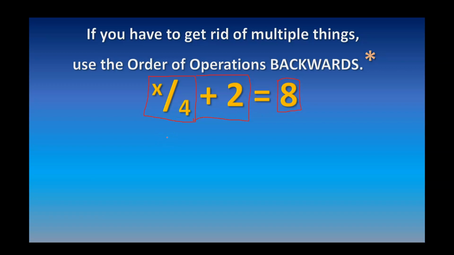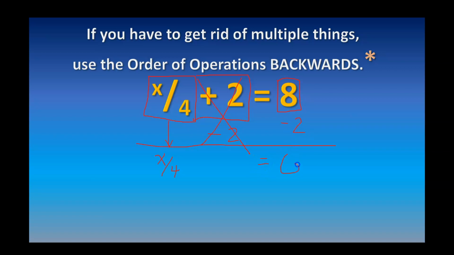If we're going to use the order of operations backwards to blow things up, we have to get rid of addition or subtraction first. So we're going to get rid of plus 2 by doing minus 2. And do minus 2 on both sides. Draw my line underneath. Nothing has changed in this box, so it's going to come down without any changes. These guys blow each other up.